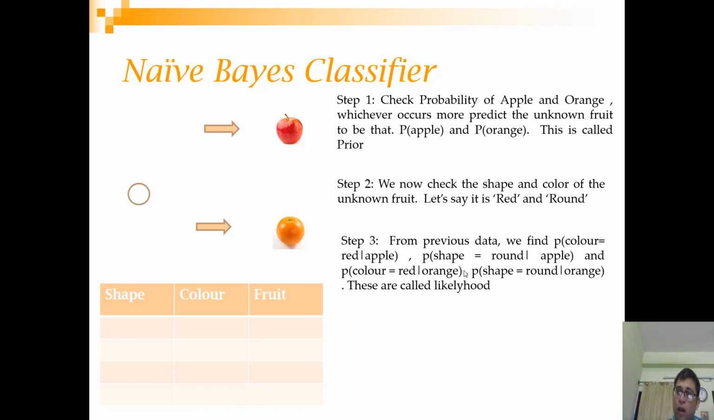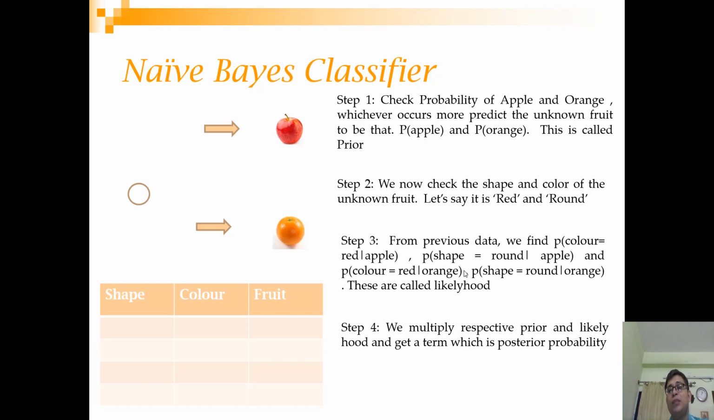Okay, so now what we do is we adjust our priors using these likelihoods because we now know the shape and color of the unknown fruit. When we multiply the respective prior and likelihood, we get a term which is the posterior probability. Okay, not exactly posterior probability, but let us not go into the technicality of that. You can understand that prior and likelihood gives you posterior. And in step 5, whichever fruit has more posterior probability, you assign it to that class. So that is how conditional probability fits into the scheme of supervised learning or classification.